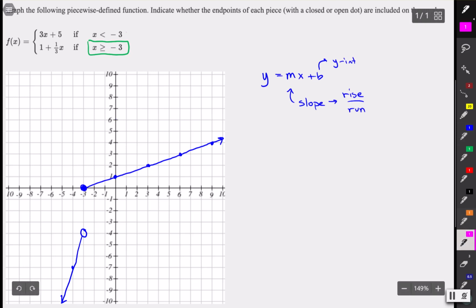And all a piecewise defined function is, is a function that's joining multiple functions together in such a way that we end up with a function in the end. Because right here, this would not be a function. It doesn't pass the vertical line test. So here's a vertical line that crosses this graph at more than one point.